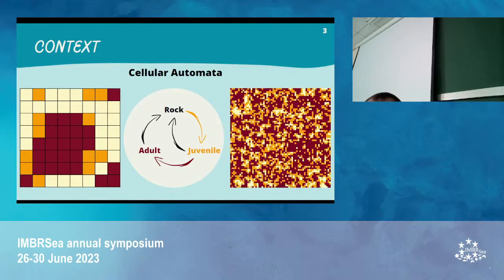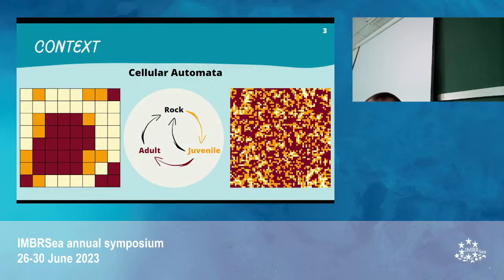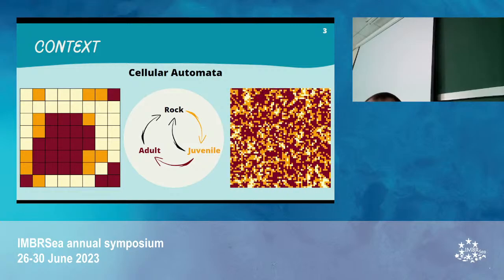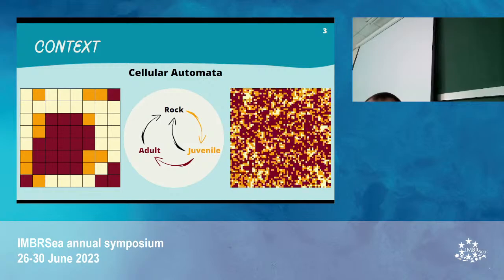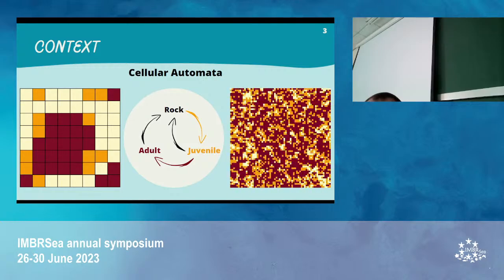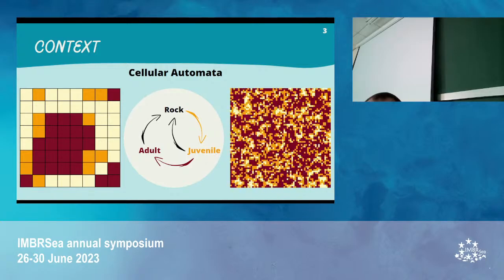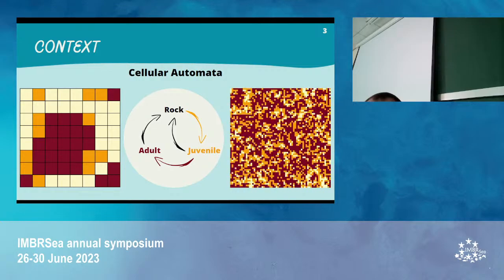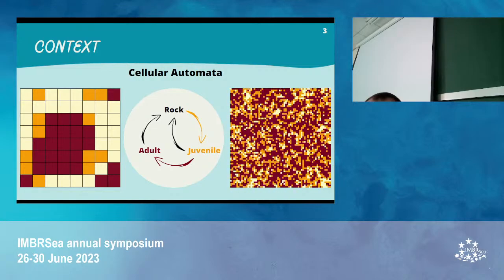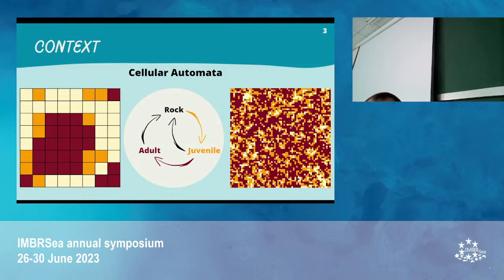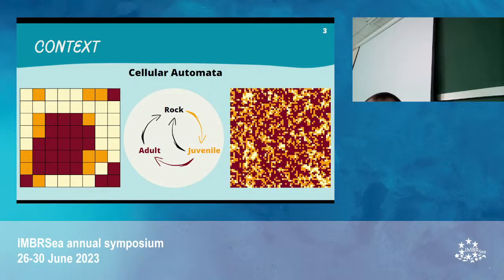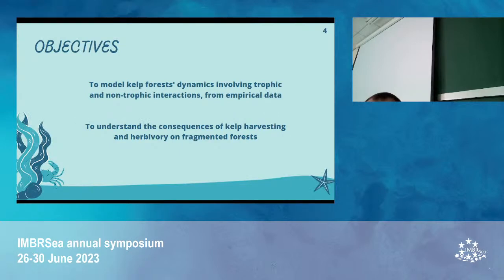The juvenile can grow into an adult, and adults as well as juveniles have a certain probability to die and go back to the rock state. So this model is dynamic in space and time. And a big advantage of this kind of model is the fact that we can study the local environment of each cell. It means that we can look at the neighboring cells of each cell. So in general, we try to build a model of the dynamics of the forest involving trophic and non-trophic interactions, and we parameterize these interactions with empirical data.